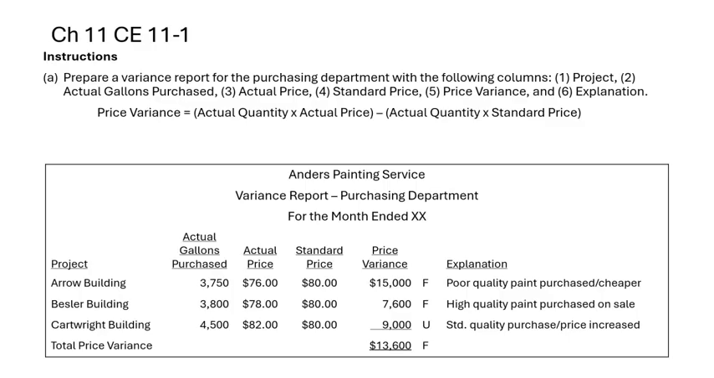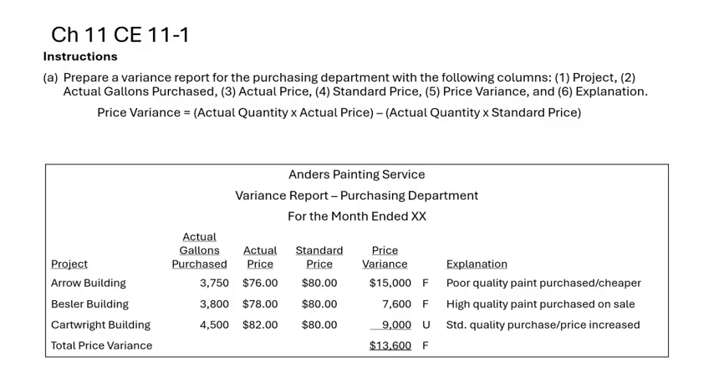So for the Arrow Building, the actual price was less than our standard price, so we have a favorable price variance of $15,000. The explanation is that poor quality paint was purchased and it was cheaper. The Bessler Building, we have our 3,800 gallons purchased. $78 is the actual price. $80 is the standard price. The price variance is $7,600 favorable. And the explanation is that they purchased paint on sale. Even though it was higher quality, it was on sale, so they got it at a cheaper price than standard.